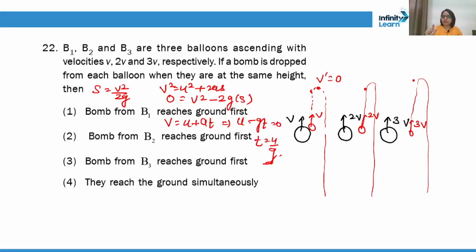So if the initial velocity of the bomb is more, the time taken to go up will be more, and it will take more time to come down, right? So for the lesser velocity, the time taken to go up and come down will be less. So the bomb with less initial velocity will strike the ground first. So it should be bomb B1, right? So bomb B1 reaches the ground first, which is option 1.